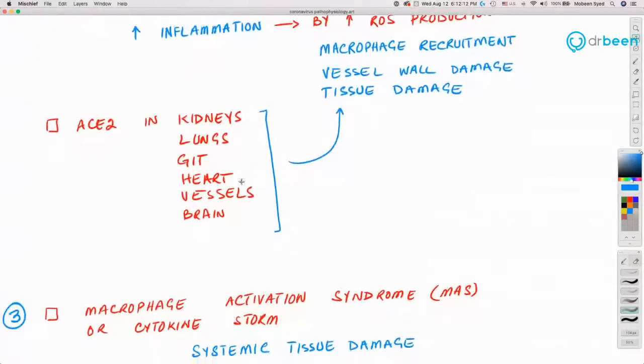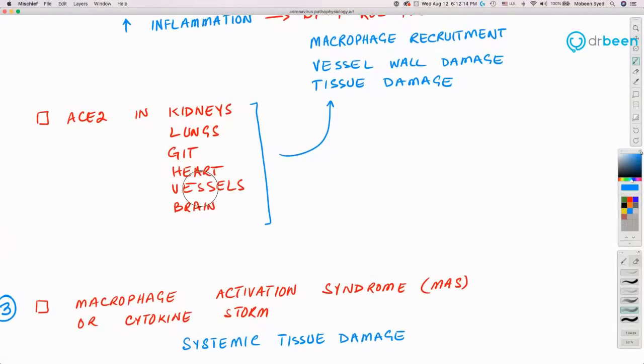Now, the ACE2 enzyme is present in the kidneys in very large amount, lungs, gastrointestinal system, heart, blood vessels, and brain. So all of those tissues which have ACE2 abundantly present in them become a target. So of course, the primary target is the lungs, but there are other tissues that are also a target. This is why the patients easily get gastrointestinal issues too.